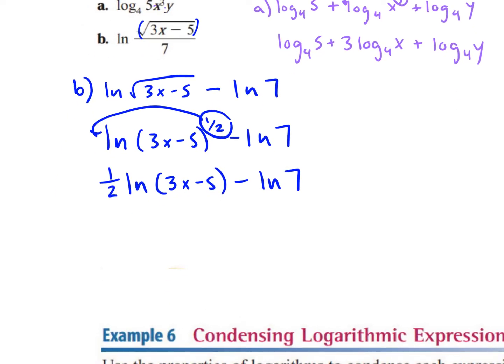And then here, since these are in parentheses, and it's 3x minus 5, you're not multiplying or dividing, you can't break it up. So if it was just 3x, we could break it up because that's multiplication. We know we can break up multiplication into addition. But here, since we have 3x minus 5, you can't split it up. So this would be our answer.